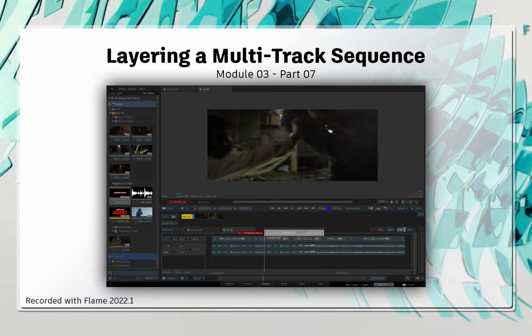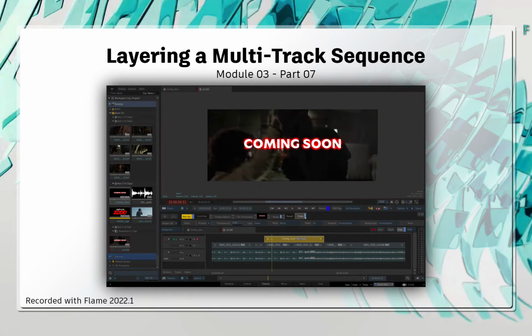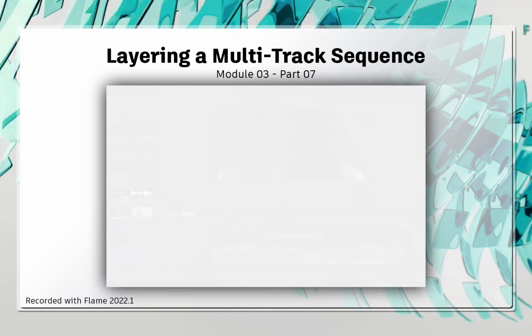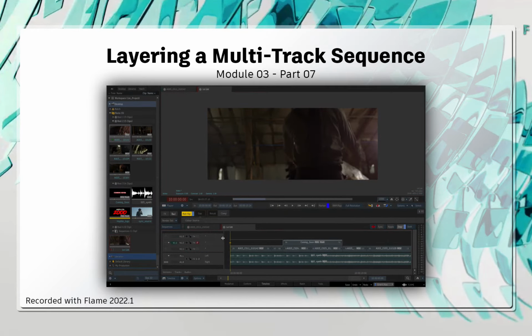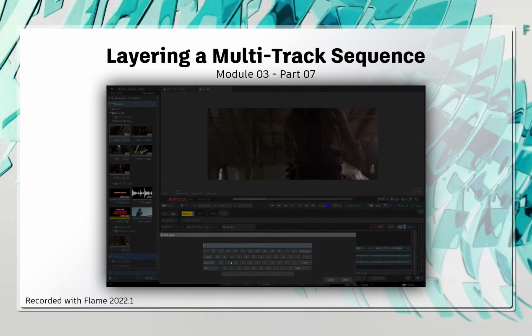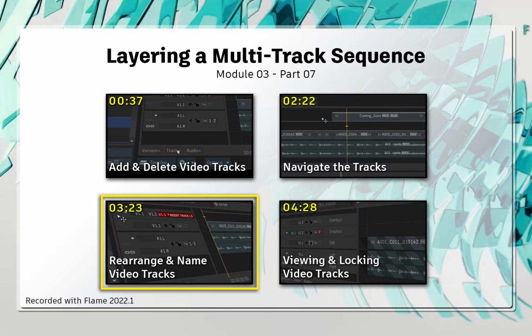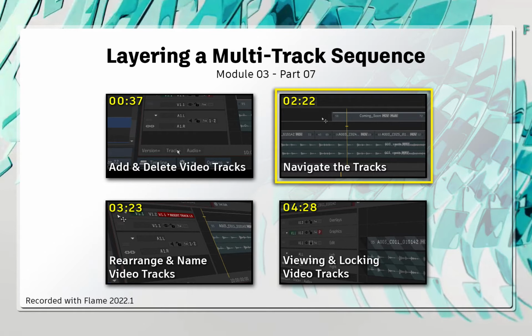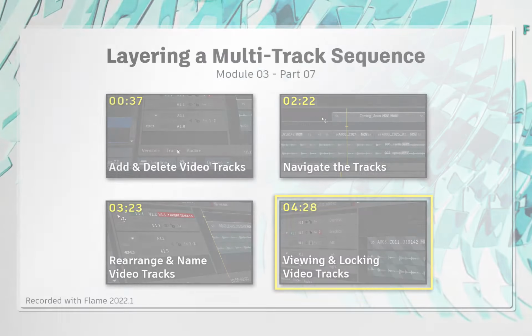When working on a production, you may need to add titles or build compositions. As you get to know Flame, you'll learn that there are multiple ways to tackle a task. One method is to layer multiple video tracks in the sequence. So you'll learn how to create and delete video tracks, rearrange and name video tracks, navigate them with the focus point and patch panel, and lock video tracks if you don't want them to change.